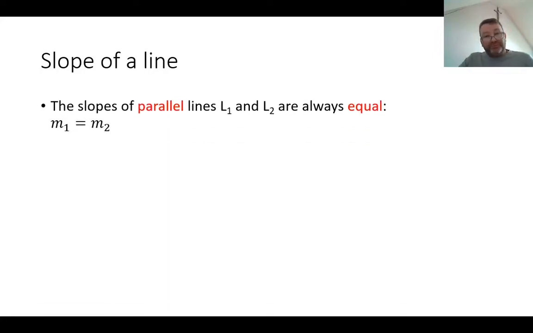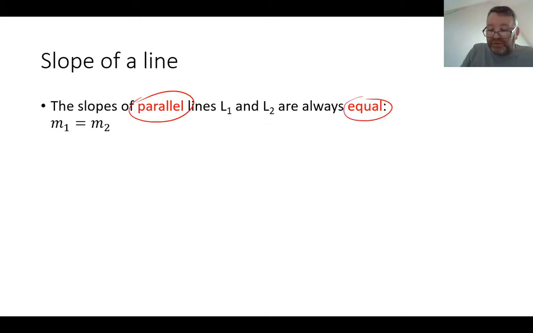So, the slopes of parallel lines. Now, we've dealt with this again in junior cert. If you have two lines that are parallel, what does it mean? It means that they're running in the same direction. So it means that they're going to have the same slope. So therefore, I want you to remember this: with parallel lines, slopes are equal.